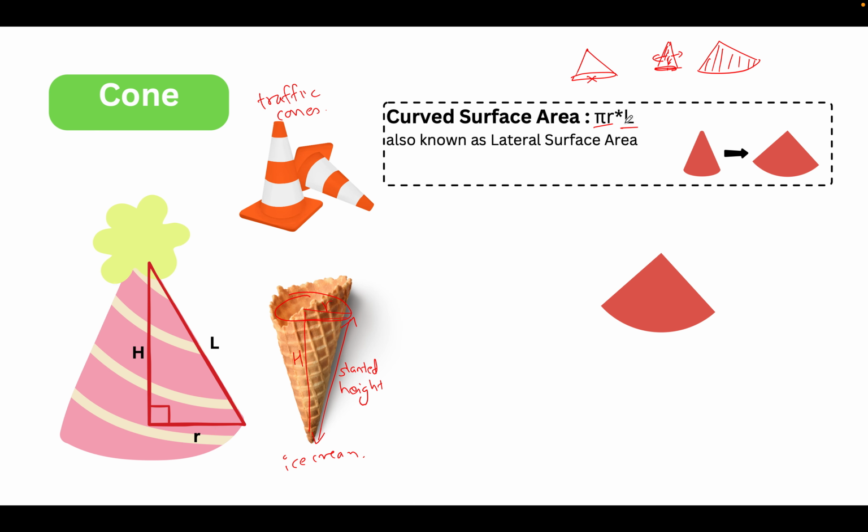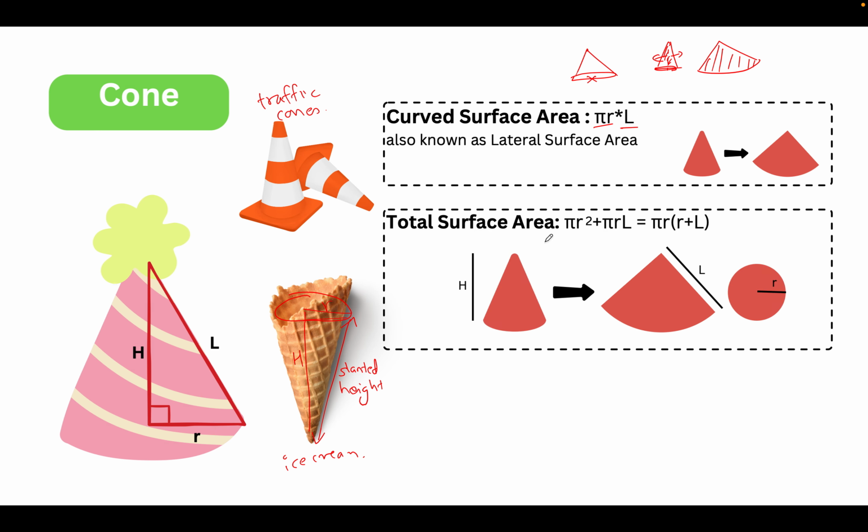This is about the curved surface area, and to get the total surface area we will add the curved surface area with the area of the circle that is below this cone. We have a circle here and this is the curved surface area, and when we add the area of the circle below the cone with the curved surface area, we will get the total surface area of the cone. By adding these, this is the formula to find the total surface area of a cone.